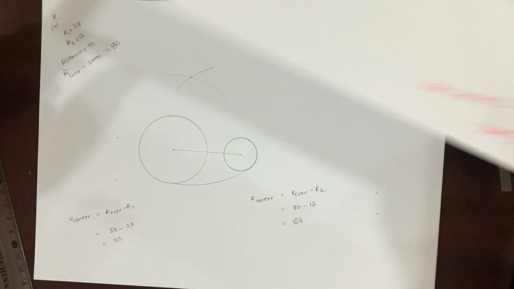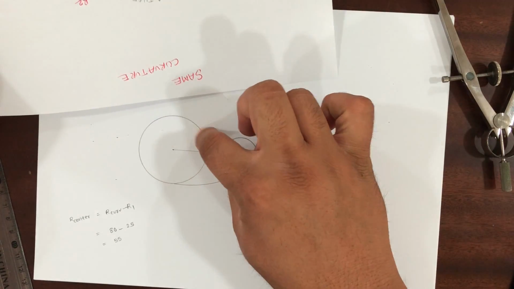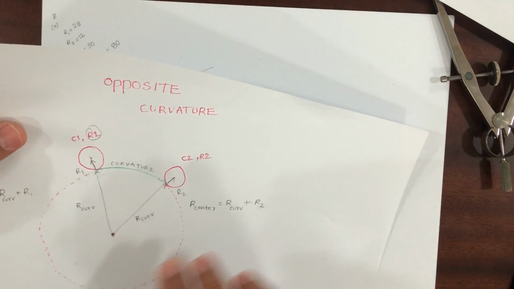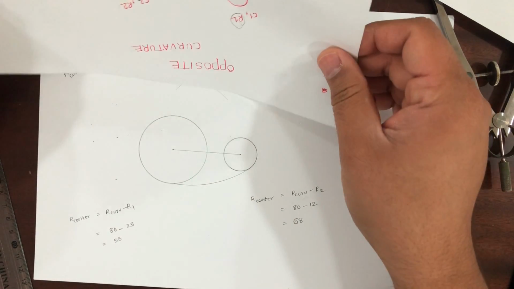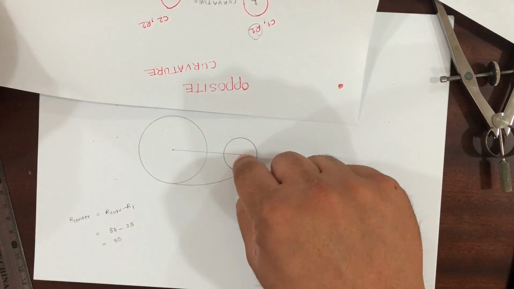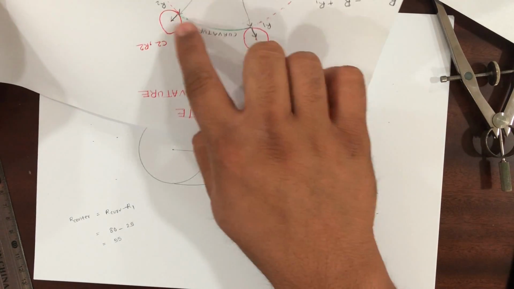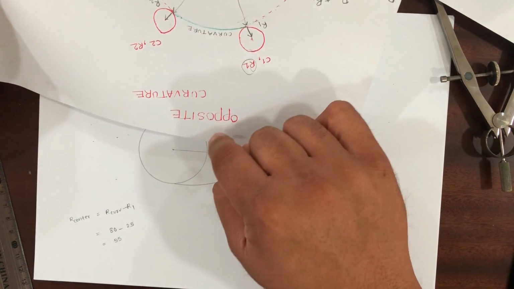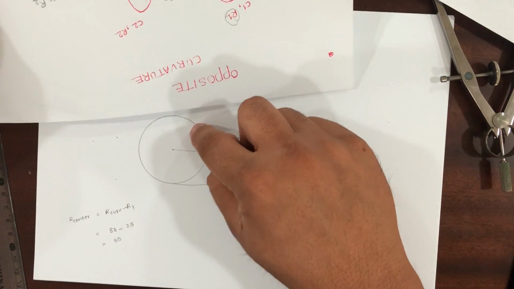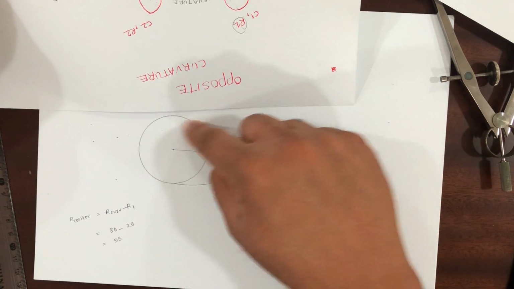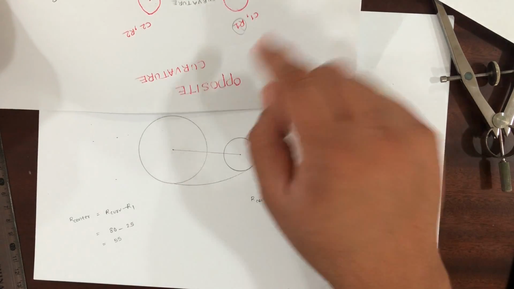Now this is not the same side. Let's check how it looks. This is also first circle, second circle, and the curvature is like this. So this is nothing but opposite side curvature. If the two circles are here, the curvature will be like this. So this is opposite side curvature.